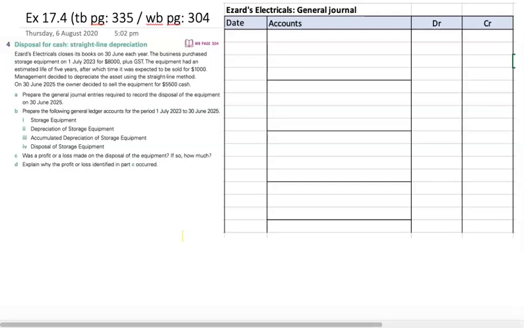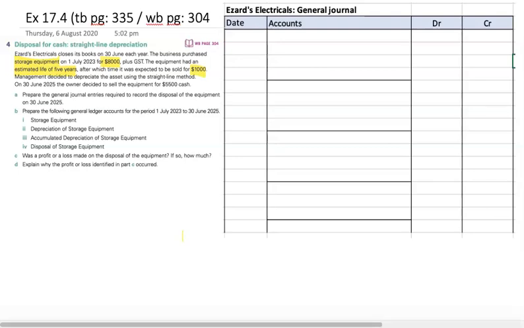We are Ezard's Electricals and we have closed the books on 30th of June. And the business purchased on the 1st of July 2023 storage equipment for $8,000. So the historical cost is $8,000 of our storage equipment. The equipment had an estimated life of 5 years, after which it was expected to be sold for $1,000. So we have residual value of $1,000 and useful life of 5, historical cost of 8.